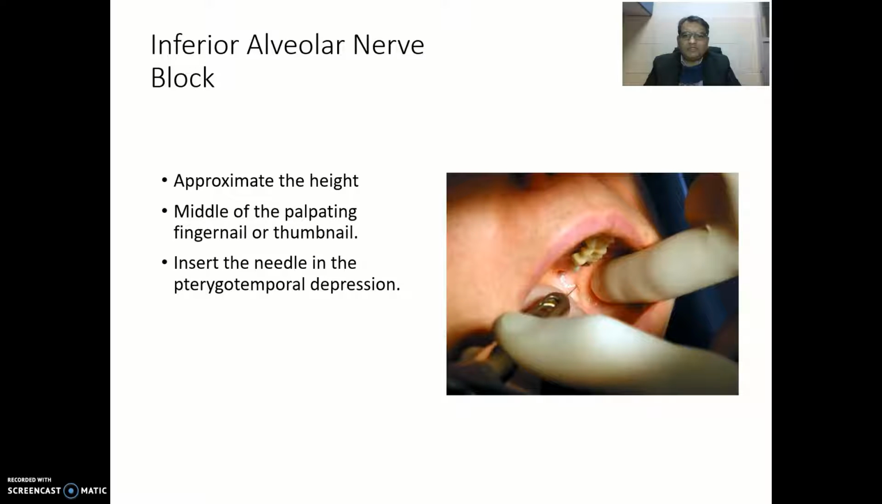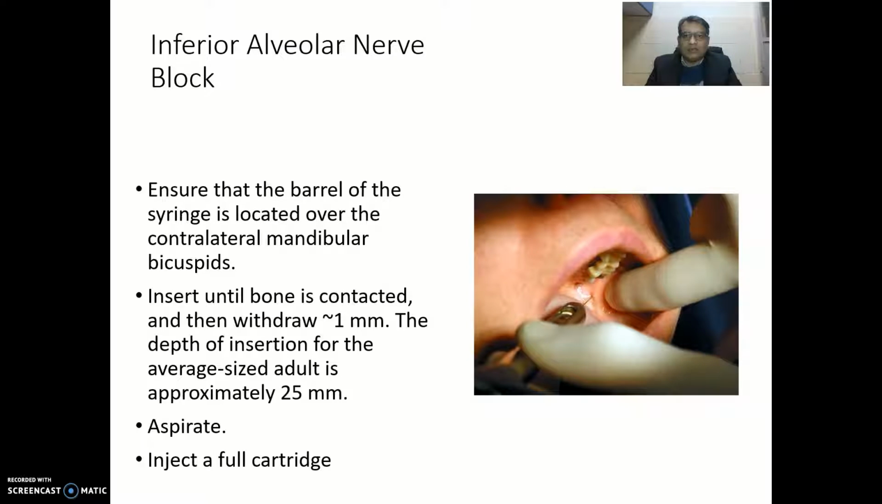Before you insert your needle for the inferior alveolar block, you approximate the height, which is at the level of the middle of the palpating fingernail or the thumbnail. Then insert the needle into the pterygotemporal depression. Then ensure that the barrel of the syringe is located over the contralateral bicuspids. Insert until bone is contacted. Then withdraw 1 mm. The depth of insertion for an average size adult is approximately 25 mm. Then aspirate in 2 planes and then inject the full cartridge.